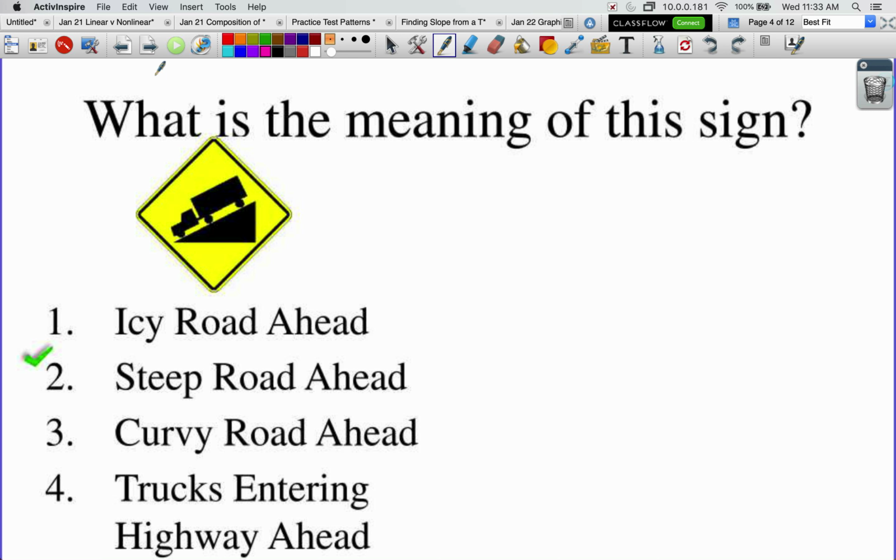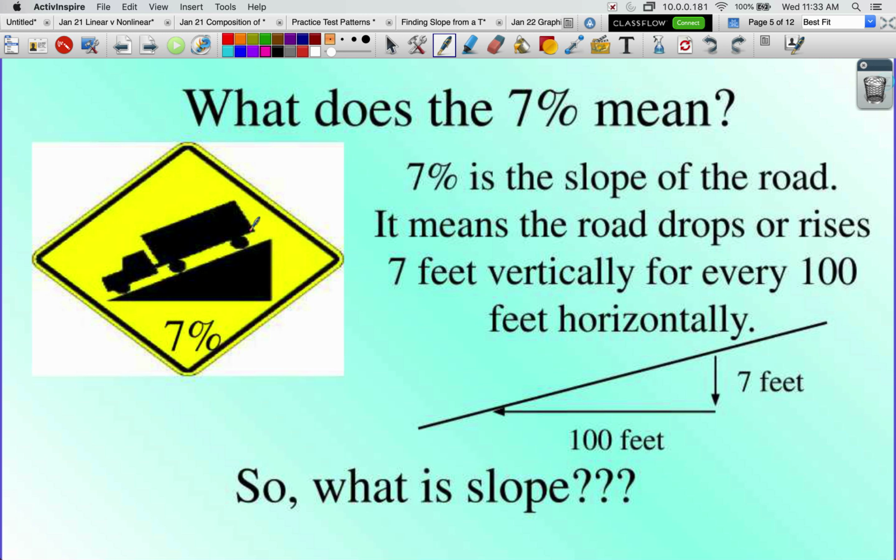All right, so slope can be thought of as the steepness of a line. And here we've got a side-on picture of a truck on a hill. How steep that road is could matter a lot to that truck, its ability to control its descent. Sometimes you'll even see a number on these steepness signs, and it's often given as a percent. This is a percent grade. 7% is the slope of the road. If 7% is the slope of a road, it means the road dips or rises 7 feet vertically for every 100 feet you travel horizontally.